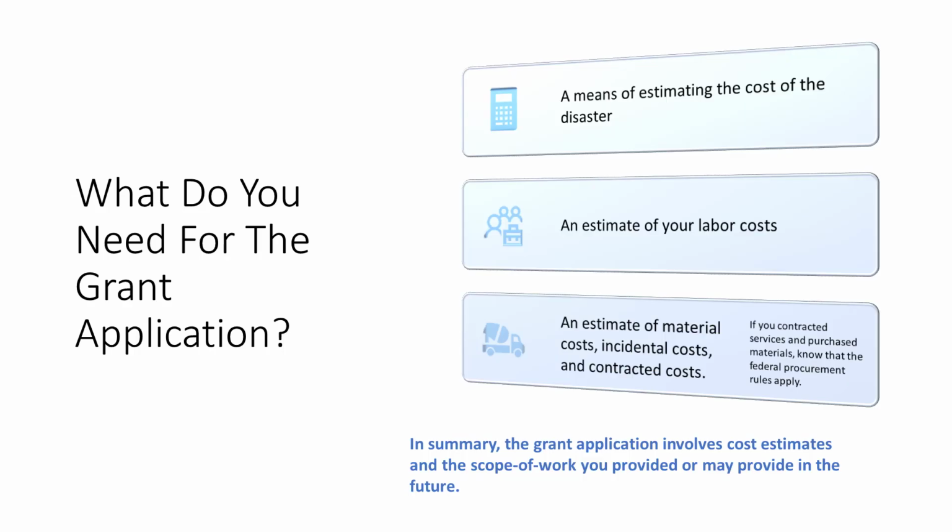What do you need for a grant application? Number 1 is a means of estimating the cost of the disaster. The declarations I have seen involve Category B, emergency protective measures. So any action that your governmental entity or nonprofit took to prevent death, improve public health, and protect improved property from the impacts of this disaster may be eligible for reimbursement.